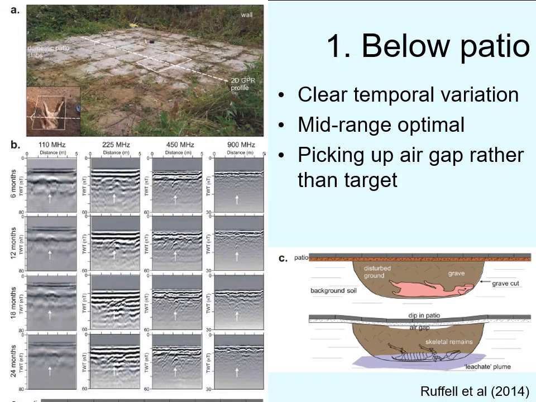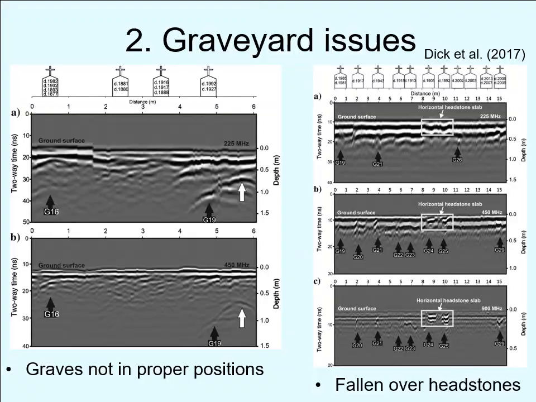And rather than an obvious half moon shape, you actually see more of a depression, which you can see on the bottom right schematic. It's possible you're picking up the air gap as the chest cavity and soil collapses or compresses, rather than the actual pig itself.